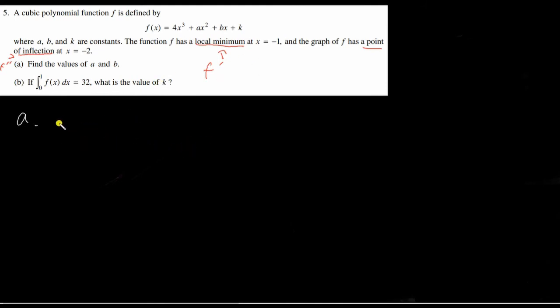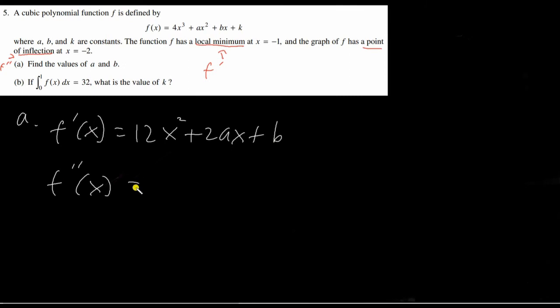Okay, so I'll take f prime of x, and thankfully it's just a simple polynomial function, so I don't really need to spend that much time on this. 12x squared plus 2ax plus b, and then I'll take the second derivative, since we're probably going to need to use that at some point, equals 24x plus 2a.